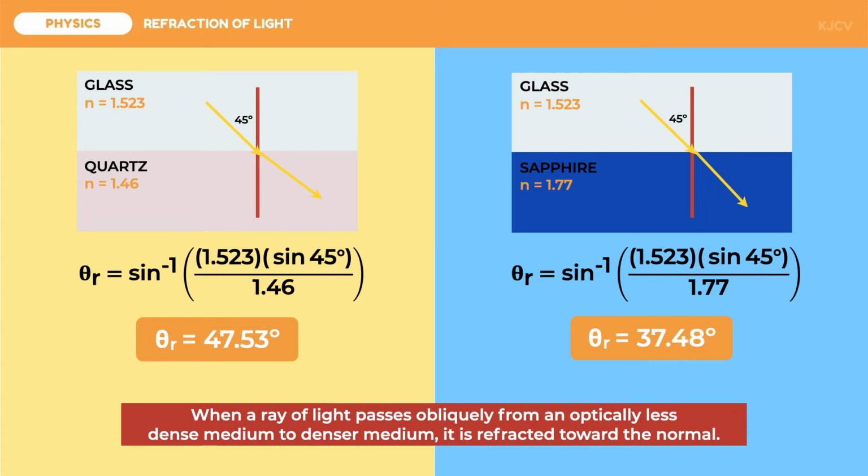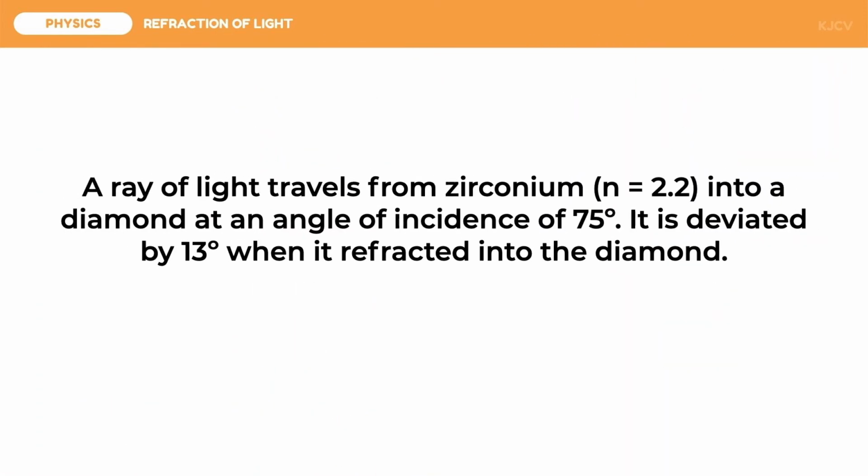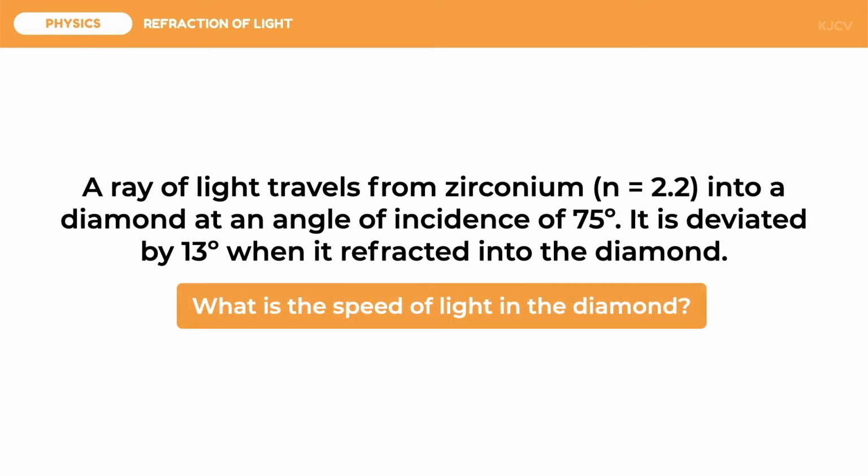To connect the speed of light in a certain medium to the law of refraction, let us answer this problem. A ray of light travels from zirconium, which has an index of refraction of 2.2, into a diamond at an angle of incidence of 75 degrees. It is deviated by 13 degrees when it refracted into the diamond. What is the speed of light in the diamond?